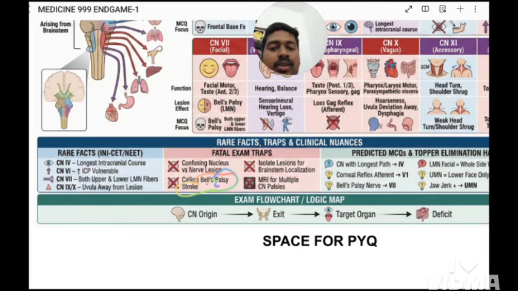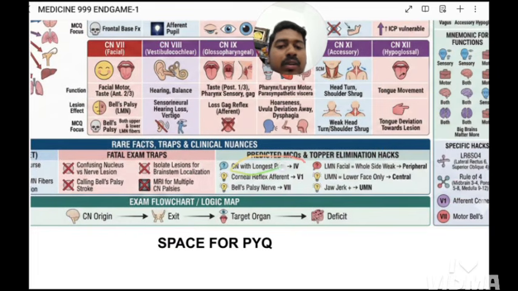Now Bell's palsy is not a stroke because Bell's palsy is a lower motor neuron type of lesion. It is not upper motor neuron. Now the cranial nerve with the longest path is, yes, very good, the 4th cranial nerve. Corneal reflex efferent pathway is V1, that is trigeminal nerve. Bell's palsy nerve is the 7th nerve, you know this.